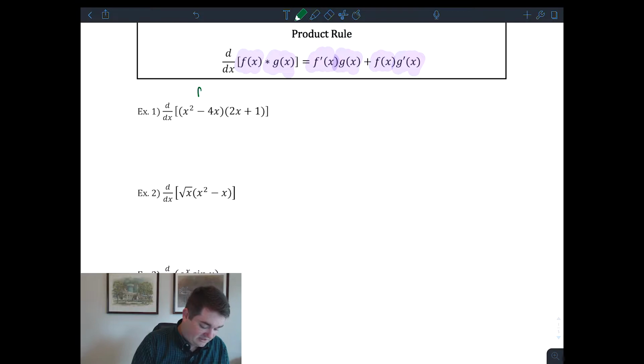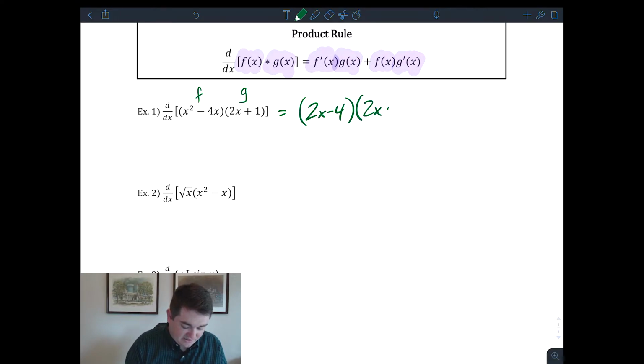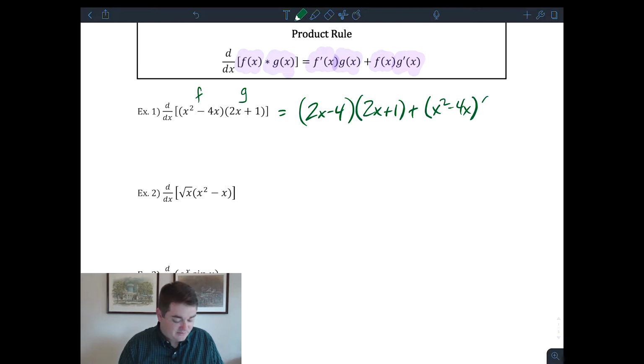So what I've got is x squared minus 4x, we'll call that f, and 2x plus 1, we'll call that g. So the derivative of this product, using the product rule, is the derivative of f, f prime, 2x minus 4, times g, just as it is, 2x plus 1, plus f, just as it is, x squared minus 4x, times g prime, which is 2.